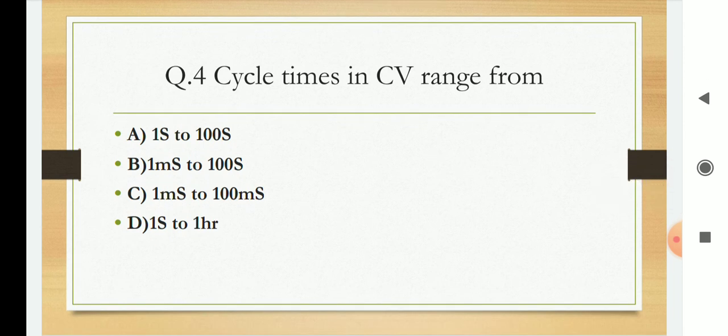The cycle times in cyclic voltammetry range from, the choices are: 1 second to 100 seconds, 1 millisecond to 100 seconds, 1 millisecond to 100 milliseconds, 1 second to 1 hour. The answer is B. The cycle times can range from 1 millisecond to 100 seconds depending on what you are analyzing.